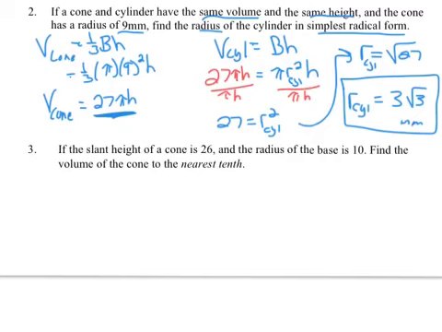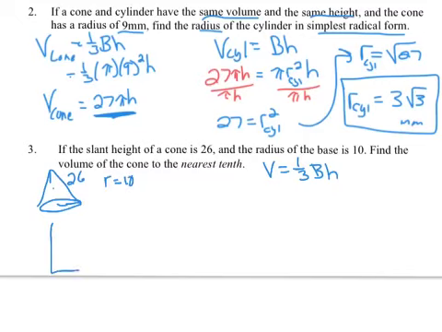Alright, for the next example, if the slant height of a cone is 26 and the radius of the base is 10, we want to find the volume of the cone. So this is almost a direct calculation. You know the volume of the cone is going to be 1/3 the base area times the height. However, I don't have the height of the cone. I have the slant height, and I have the radius. So the slant height of the cone is 26 and the radius is 10.